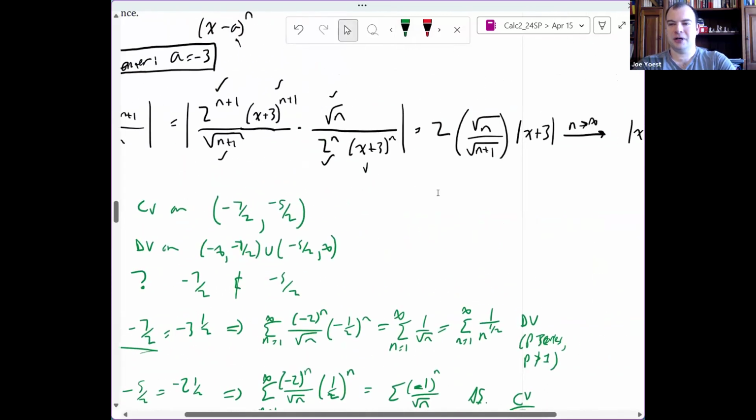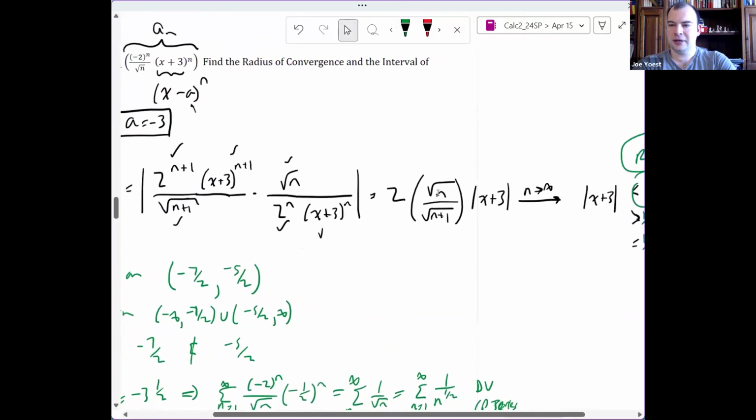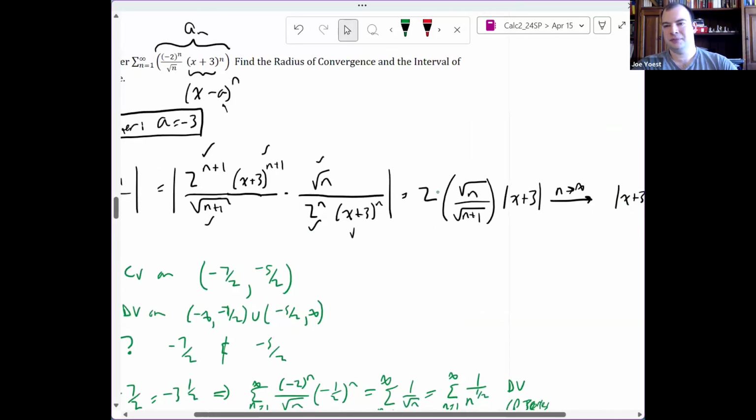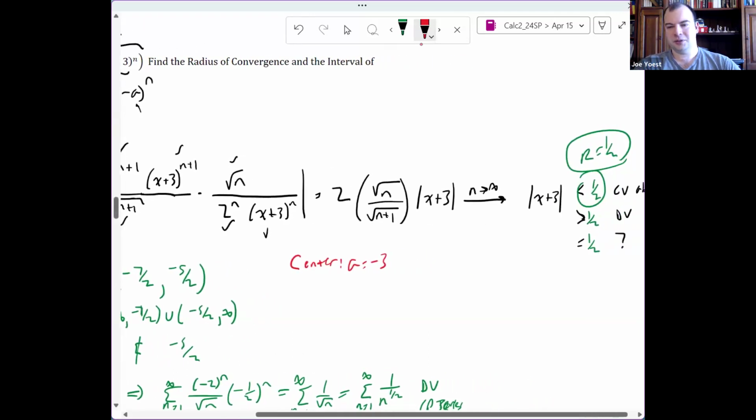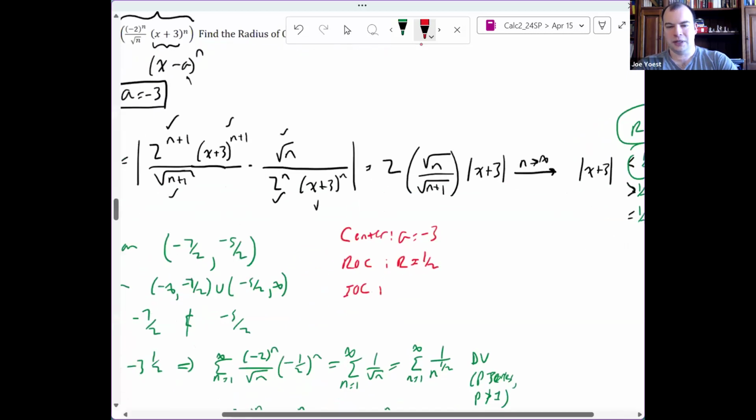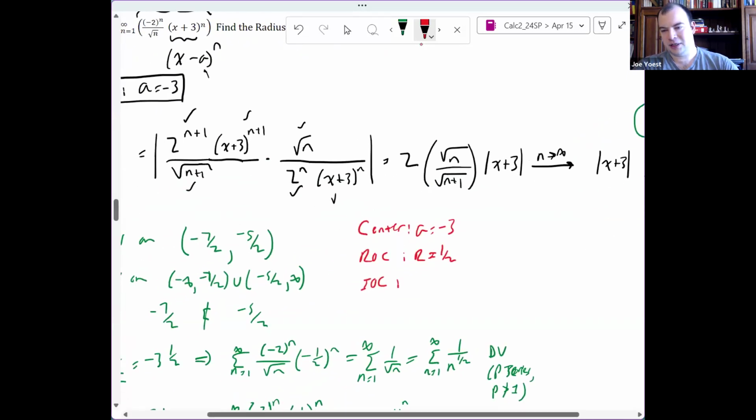So in summary, I'll come back up here where I had my stuff all written. My center was negative 3. My radius of convergence was 1/2. And my interval of convergence was from negative 7/2 to negative 5/2.